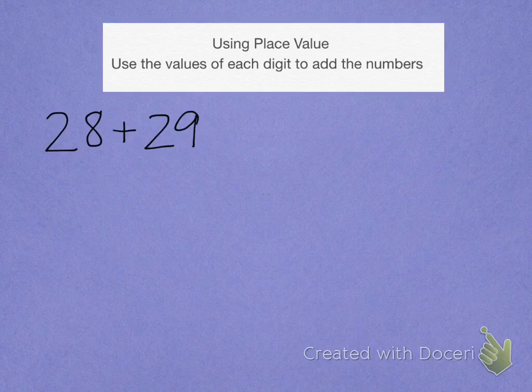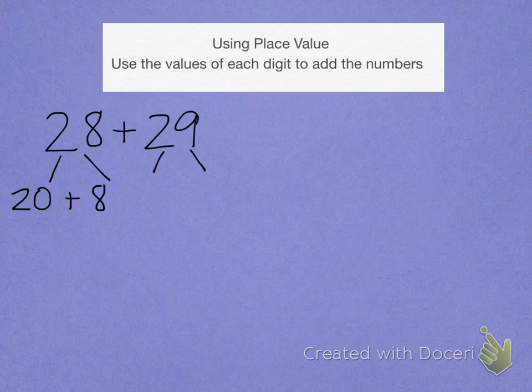The next strategy we will review is using place value. In this strategy, students will use the values of each digit to add the numbers. For example, in the equation 28 plus 29, you can break the 28 into two parts, 20 and 8. And you can break the number 29 into two parts, 20 and 9.